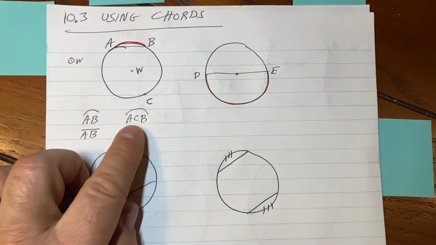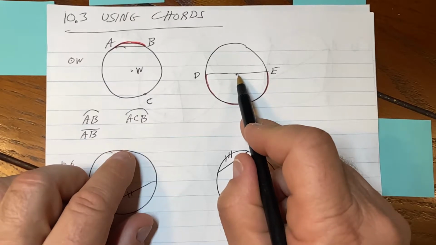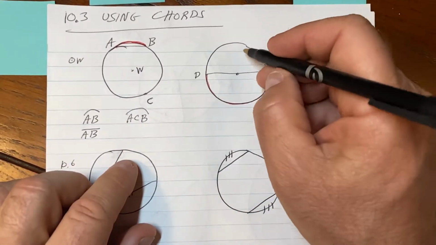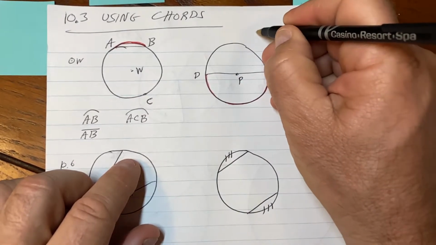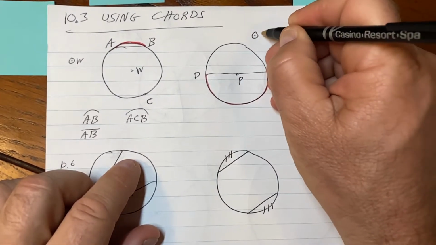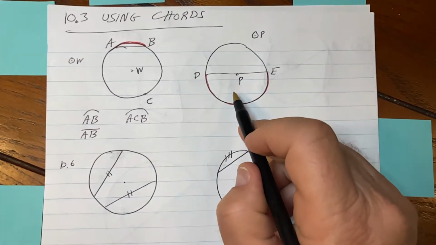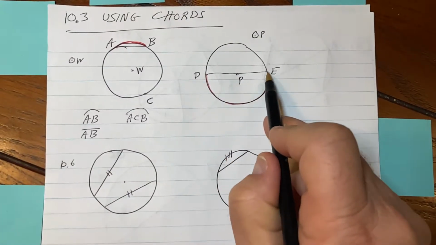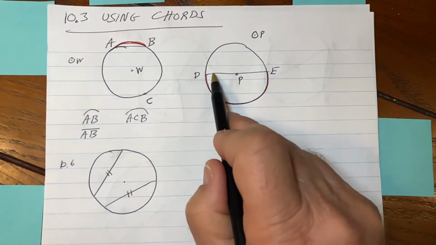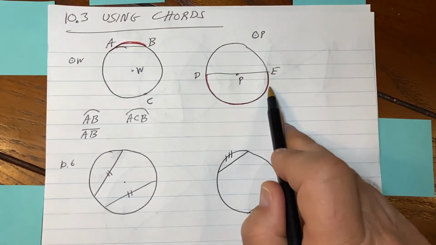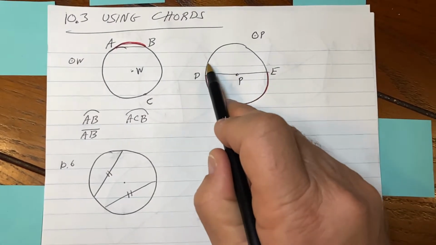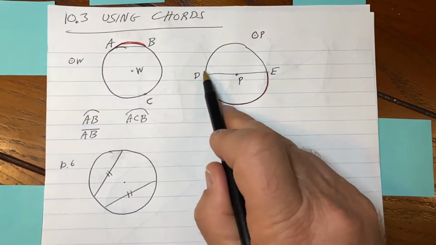There you go. Okay. Here's the diameter. Here's a center. Let's call this P. That's circle P. There's your center. If that's the center, that chord is the diameter because it goes right through the center. So this arc is a semicircle, 180 degrees. This arc is also a semicircle.